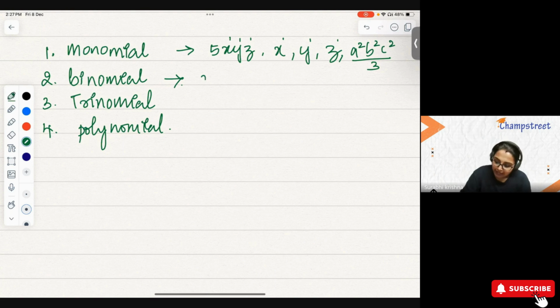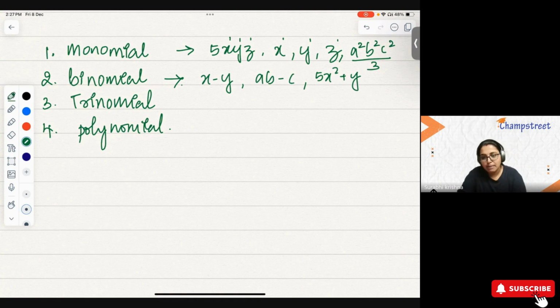So can x minus y be a binomial? Yes, of course. So ab minus c, this is a binomial. 5x square plus y is a binomial, correct? So these are the examples of binomials. You can have any number of variables in one particular term, but there should be two terms, right? So you can have like x plus 9. You can have one variable and one constant, right?